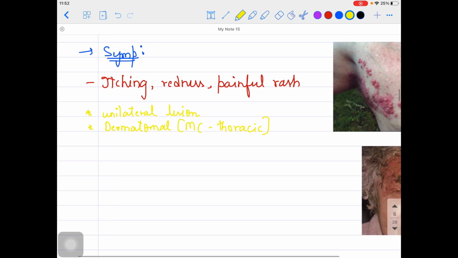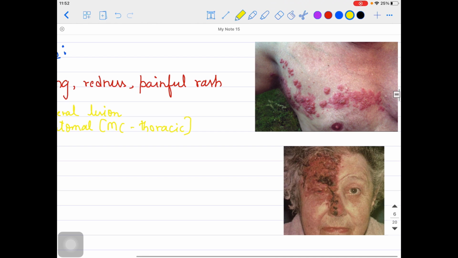Unilateral means on one side. Look at the rash present here. As you can see, on this side the rashes are not present. From here to here the rashes are present, going along this particular dermatome, and this is the thoracic region, I can assume. So it is following a particular dermatome, and you can actually see these kinds of rashes there.